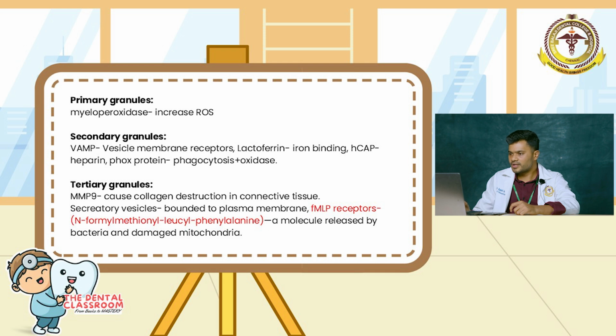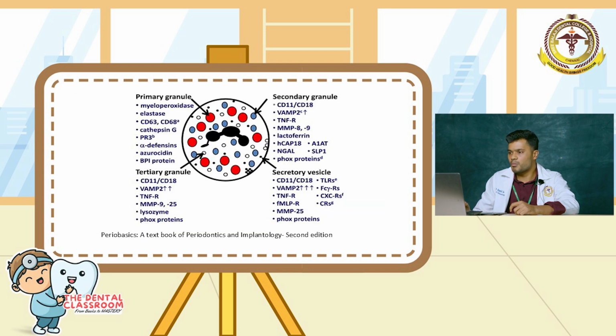I already told where this secretory vesicle has been present. See, the secretory vesicles has been bounded to the plasma membrane. So only I told it's a membrane bound. So this consists of FMLP. What is this FMLP receptors? So this FMLP, it's nothing but formyl methionine leucine phenylalanine receptors, which is mainly produced by bacteria. So this receptor is present on the neutrophils, FMLP receptors.